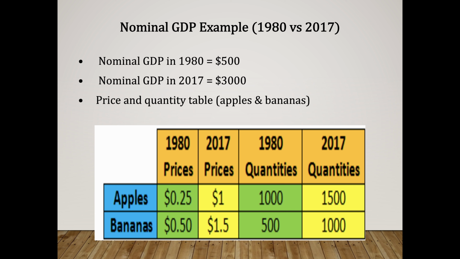In 2017, apples cost $1 and people bought 1,500. Bananas cost $1.50 and people bought 1,000. Now do the same. In 2017, nominal GDP equals 1 times 1,500 plus 1.5 times 1,000, which equals 1,500 plus 1,500, which is $3,000. So, at first glance, it looks like the economy's value went from $500 to $3,000. That's a six-fold increase, right? Not so fast.